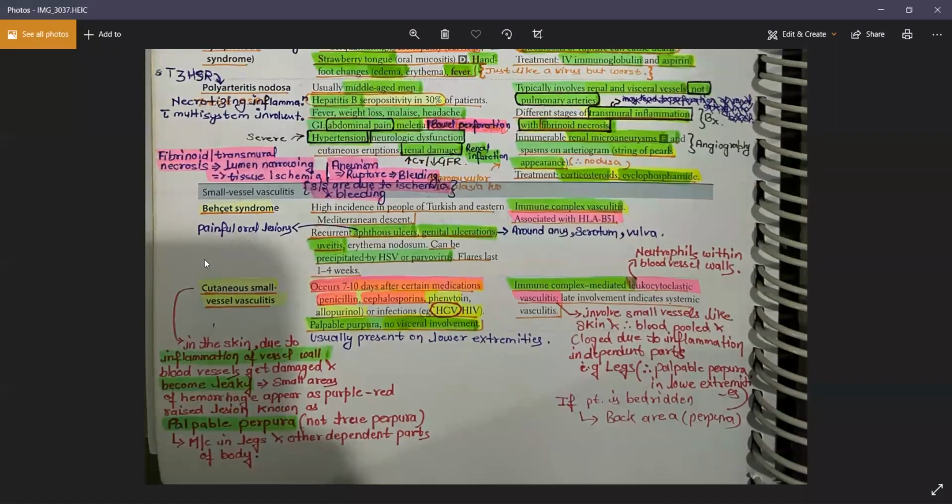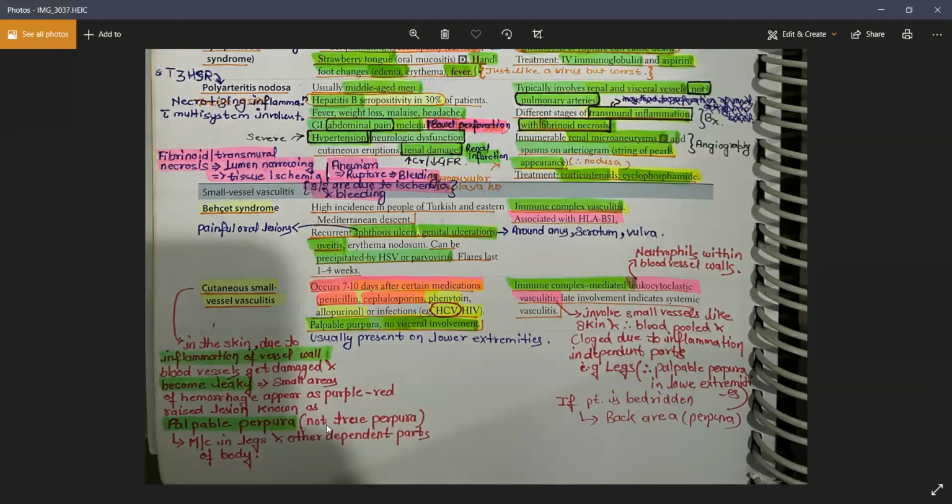Then comes the cutaneous small vessel vasculitis. As the name suggests, it is a vasculitis affecting the cutaneous vessels. So mostly only skin symptoms happen, right? Because of the inflammation, the vessels in the subcutaneous region become very weak, they will rupture, and as a result the blood will start getting out of the vessels, a hemorrhage-like thing. So you will get this palpable purpura.